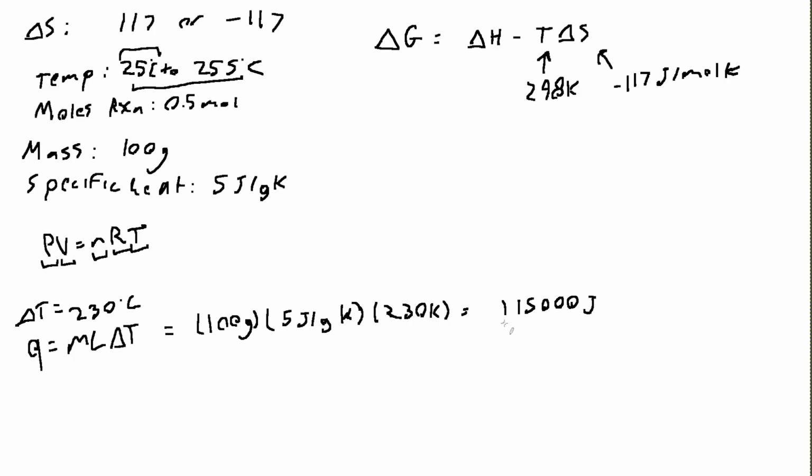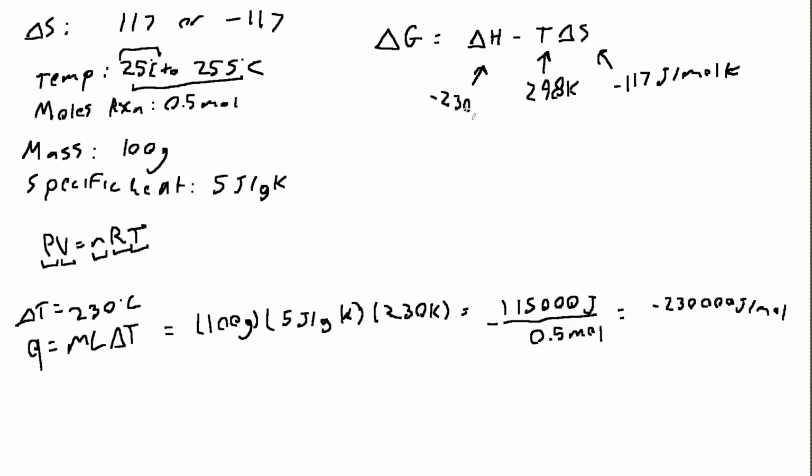So to get our enthalpy, or delta H, we need two things. First of all, we need to divide it by the number of moles of reaction. We're given that it's 0.5. The second thing we need to do is notice that this is energy released. So we're going to have a negative value. And this is going to be equal to negative 230,000 joules per mole.